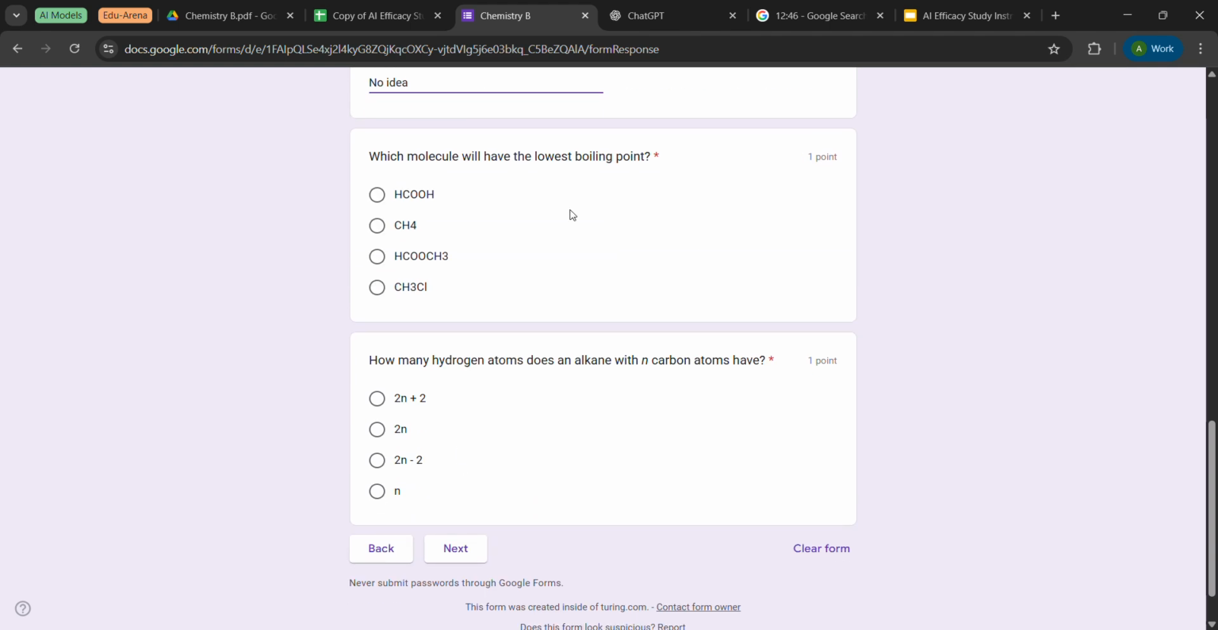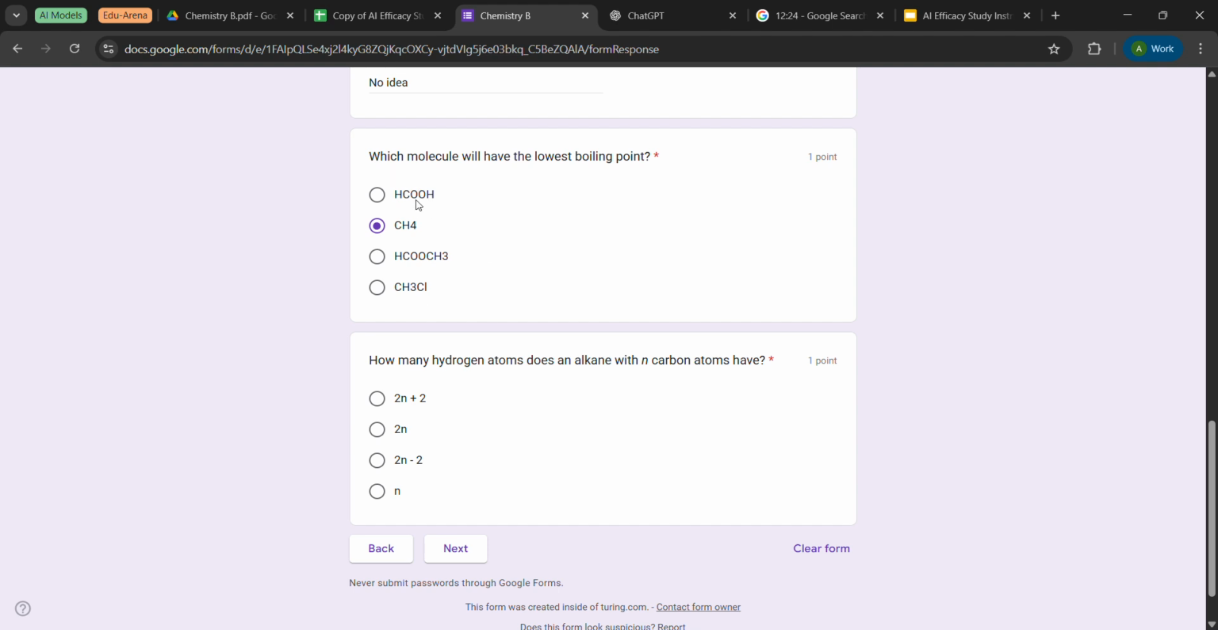The molecule with the lowest boiling point. Okay, still I have no idea. But okay, so just a random guess. CH4 is an alkane, but every other has some functional group.